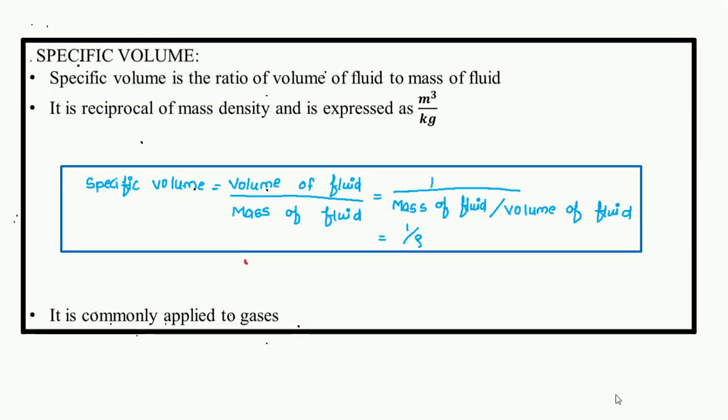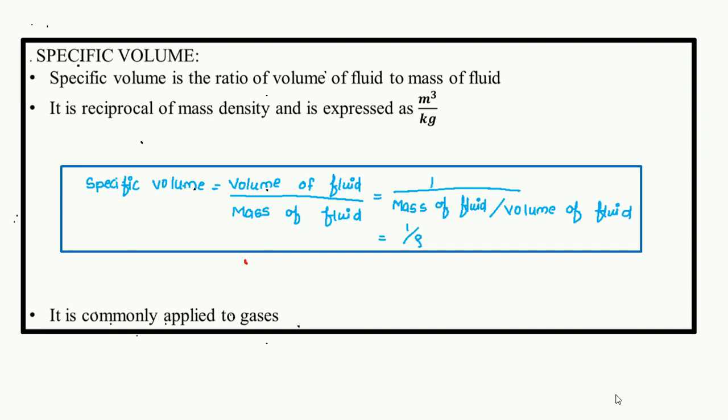Now move to the third property, that is specific volume. Specific volume is the ratio of volume of the fluid to the mass of the fluid. If you see the first property, mass density, it is the ratio of mass of the fluid to the volume of the fluid. In case of specific volume, it is the ratio of volume of the fluid to the mass of the fluid, and hence we can define it as the reciprocal of mass density.